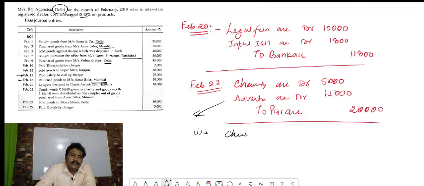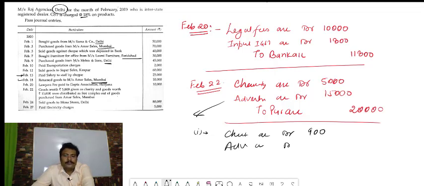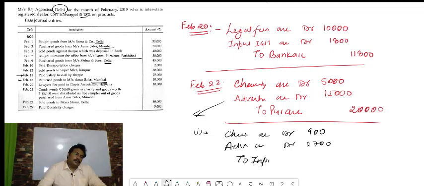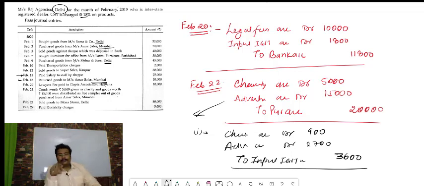Charity account debit. How much GST will be charged on charity? 5,000, 18%, 900. On advertisement, how much, bacha? So 15,000, 18% will be 2,700, and to input IGST account, it will be how much? 3,600. So bacha, we pass the first entry, we pass the second entry.